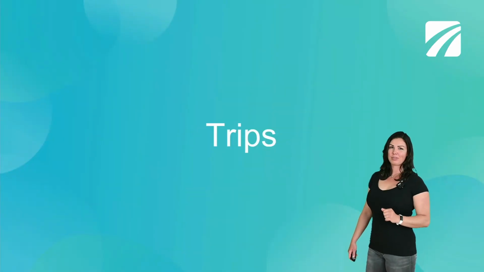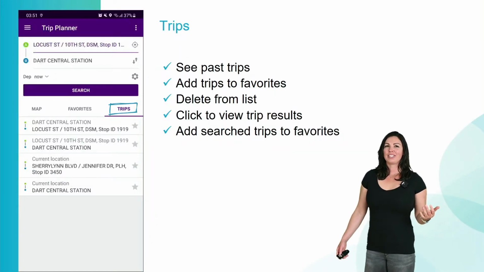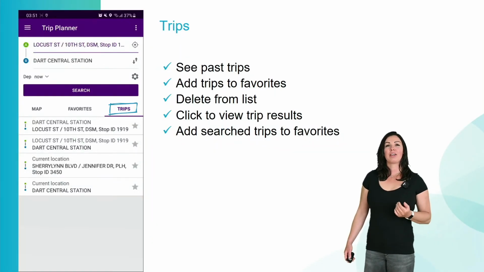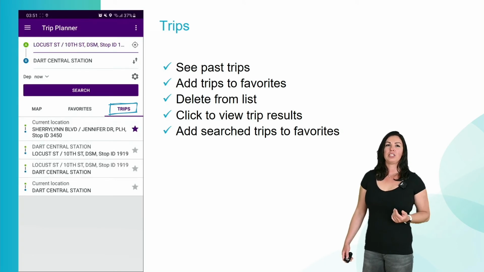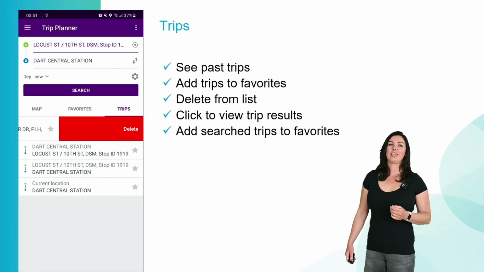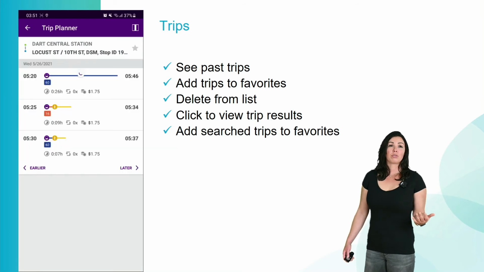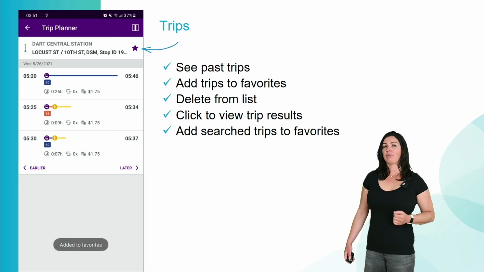Trips, and more trips. Let's talk about trips. So what can the customer see? We have a trips tab which allows them to see the past trips that they've already taken. They can add some of these trips to their favorites. They can, of course, remove ones that maybe they don't want to see anymore. And they can, of course, click directly to see trip results for a trip they've already taken. If they want, they can also add that directly as a favorite in this menu.